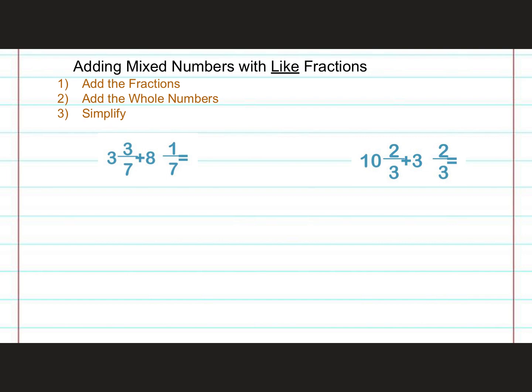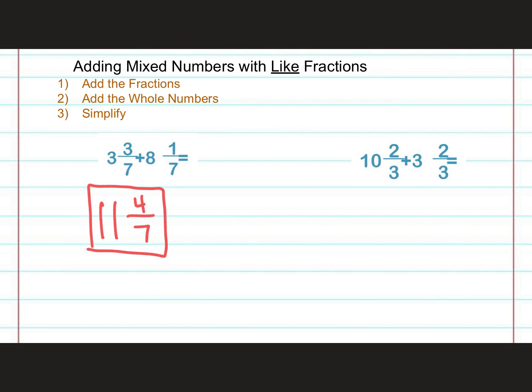So 3/7 plus 1/7 would be 4 over 7. Remember, add the numerator, keep the denominator the same. Then you add the whole numbers. So 3 plus 8 is 11. And then see if you can simplify, which in this case I can't. So my answer would be 11 and 4/7, which is close to my estimate that I had there of 11.5.